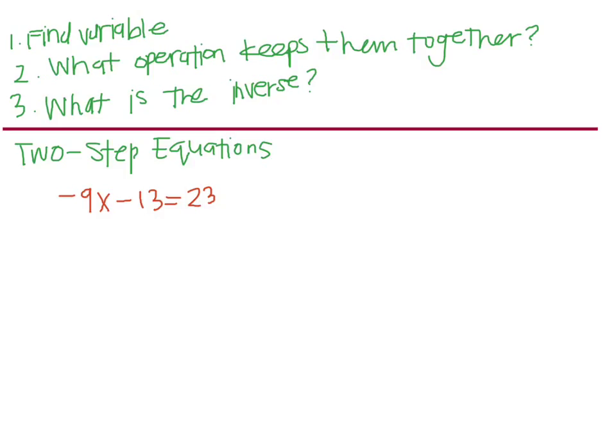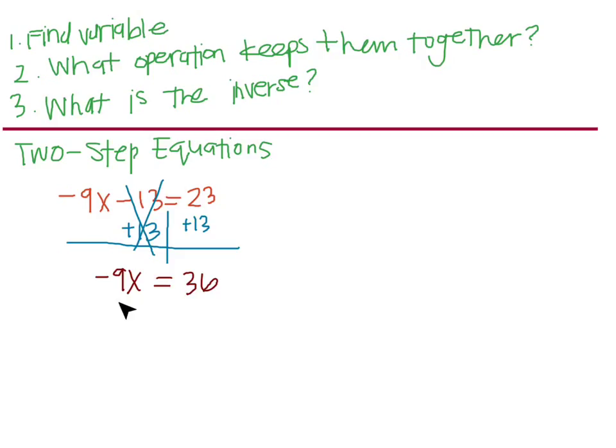So I ask myself, what is the opposite? The opposite is addition. I add 13 to the left. I add 13 to the right. Negative 13 plus 13 is nothing. It's 0. Now I have negative 9x, the equal sign, and then 23 plus 13 is 36.